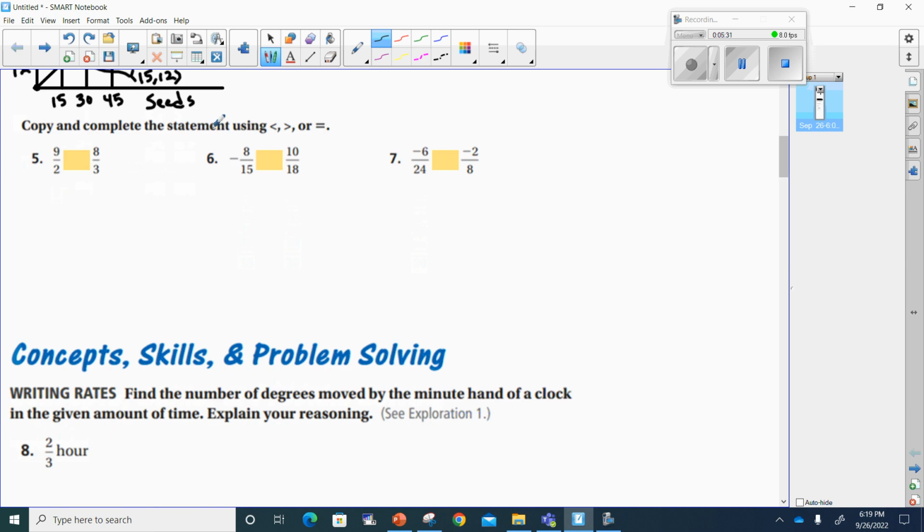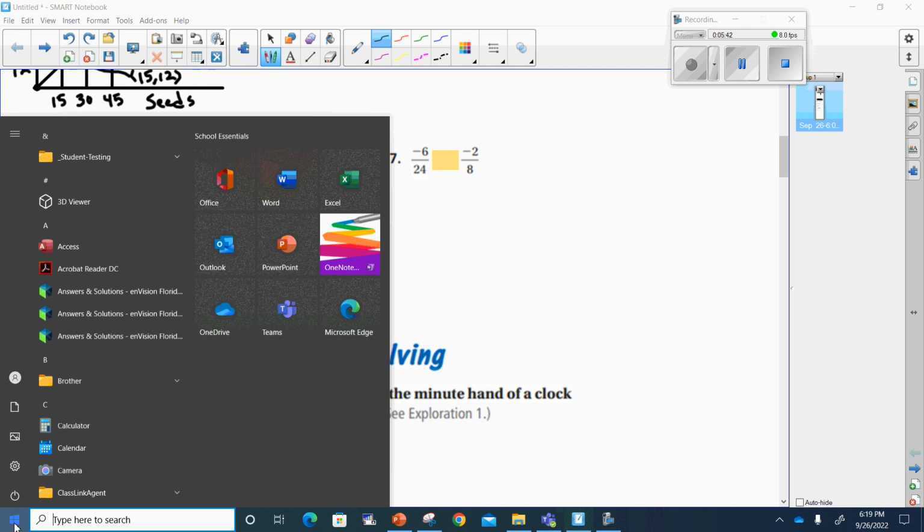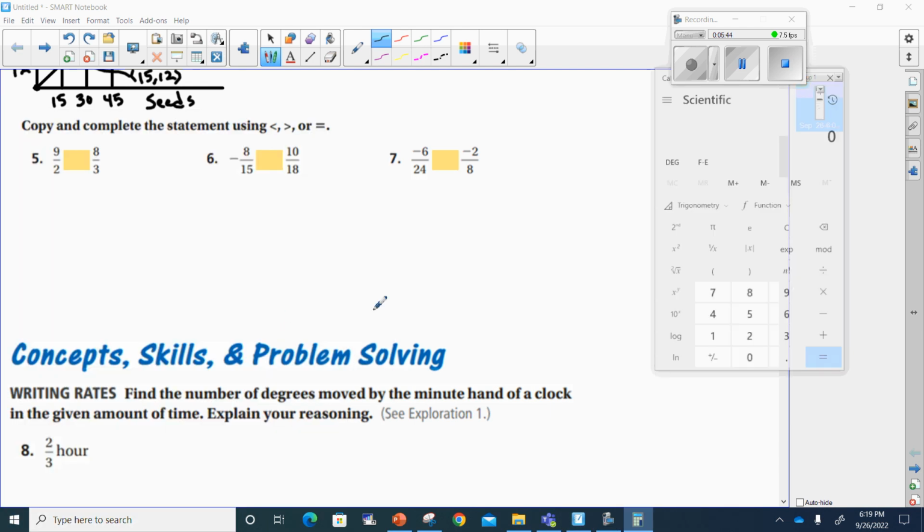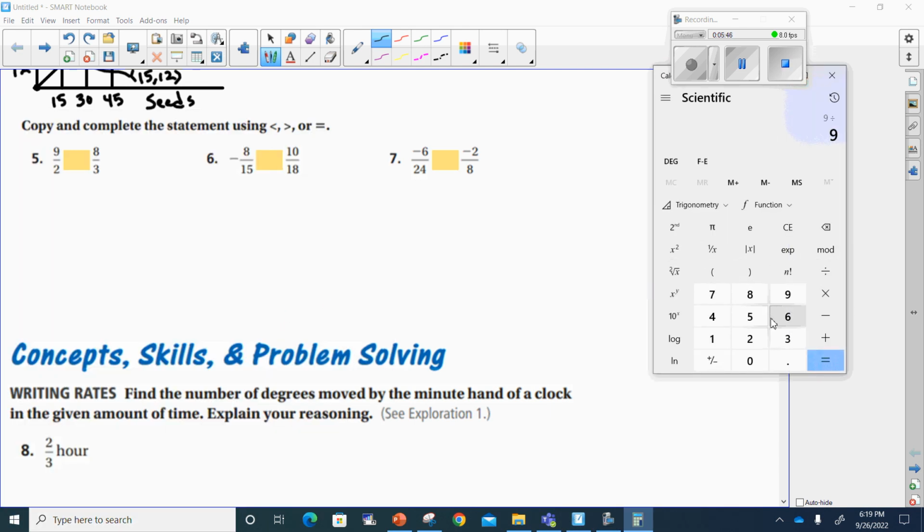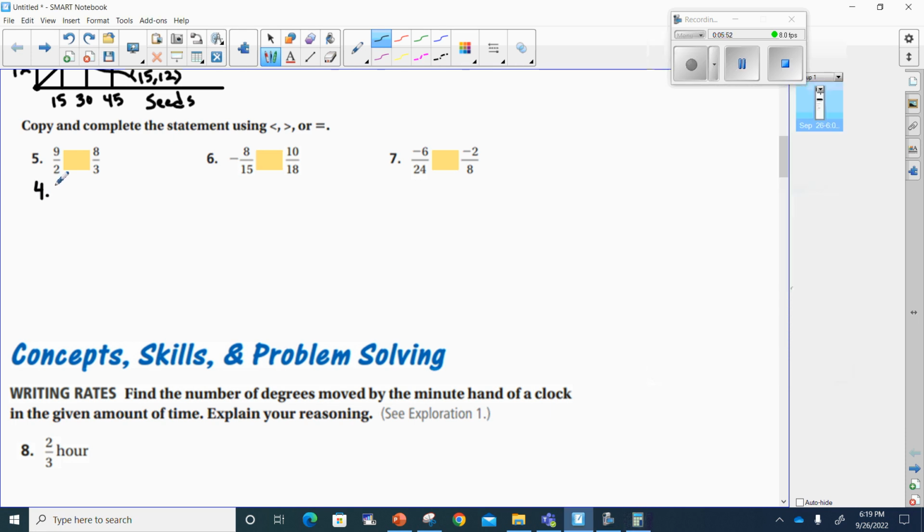Number 5 says copy and complete the statement using less than, greater than, or equal to. Well, I got 9/2. I remember every fraction is a division problem, right? So this is 9 divided by 2. I could just get my calculator out here and knock this out. Then 9 divided by 2 is going to give me what, 4.5? Exactly. So it's really equal to 4.5 as a decimal.